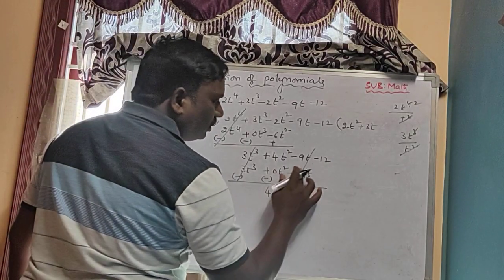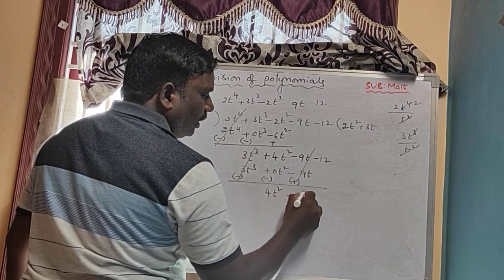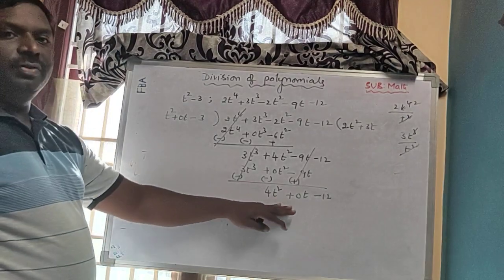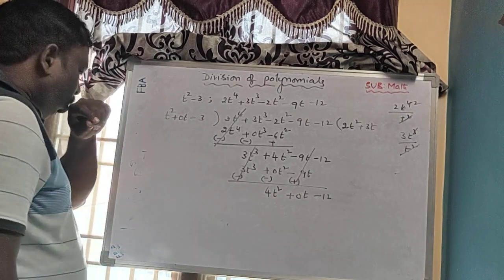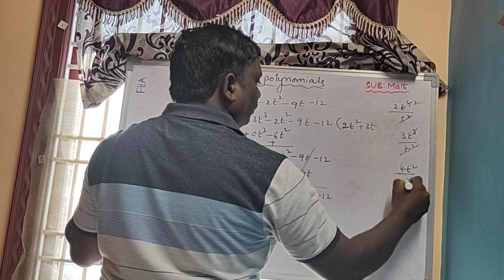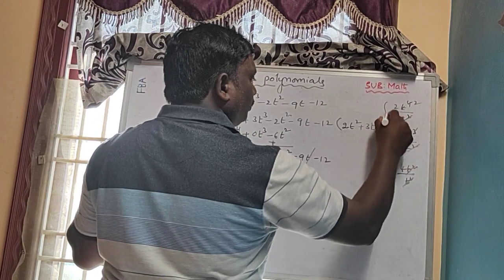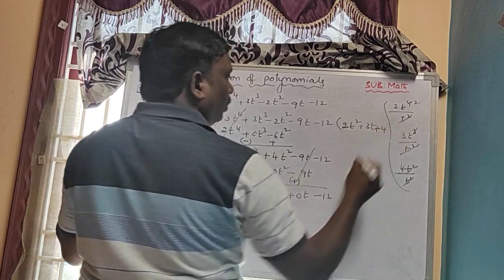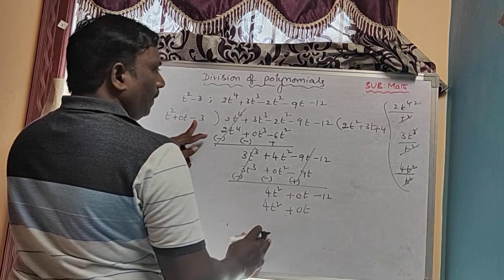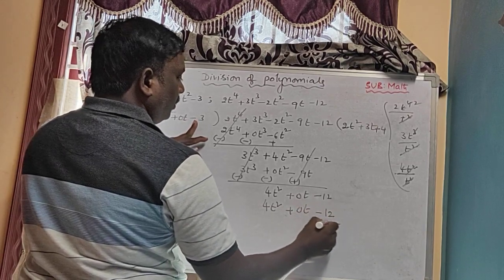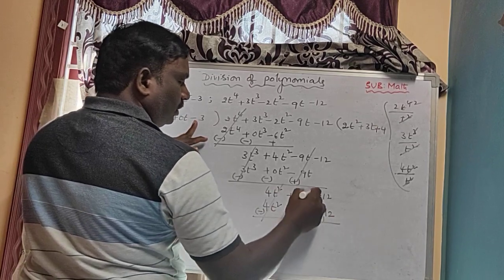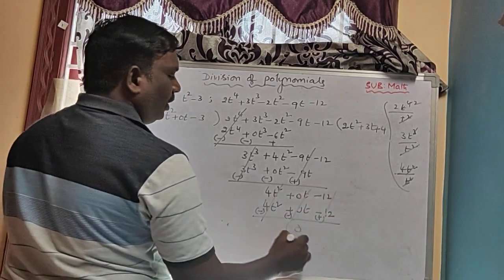When these two terms cancel, you can write 0 and minus 12. The degree of these two polynomials is equal, so 4t square by t square: t square cancels, plus 4. So 4t square plus 0t minus 12. Minus minus plus, so both will cancel. So your remainder is 0.